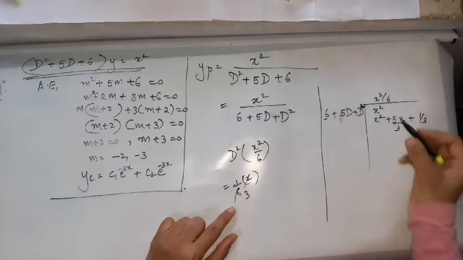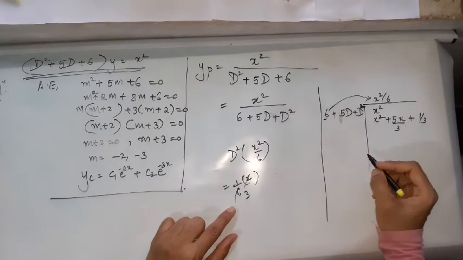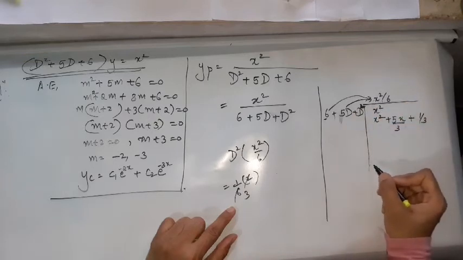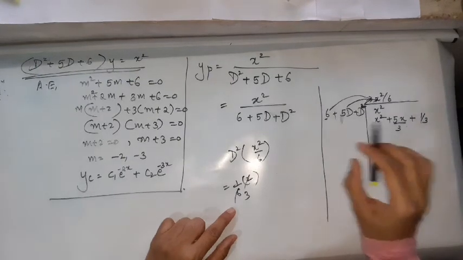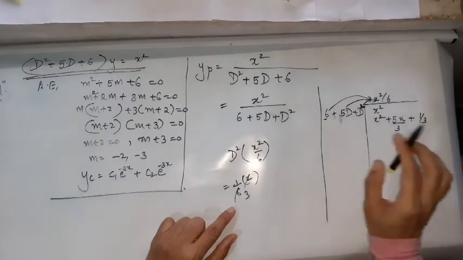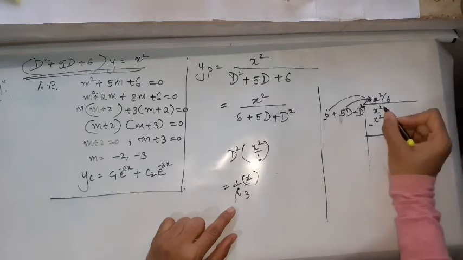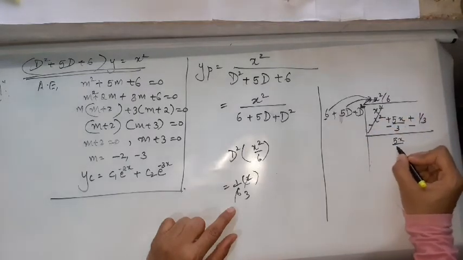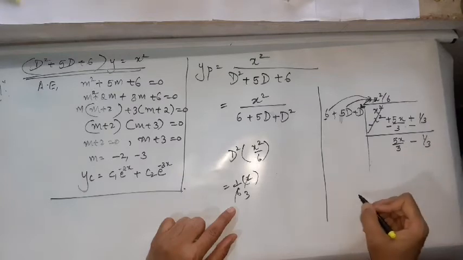Done. Next, you have multiplied 6 to x square by 6, 5d to x square by 6, and d square to x square by 6. Every term you have multiplied. Now nothing is remaining. So now change the signs over here. Cancel this. So minus 5x by 3, minus 1 by 3. You get it over here.